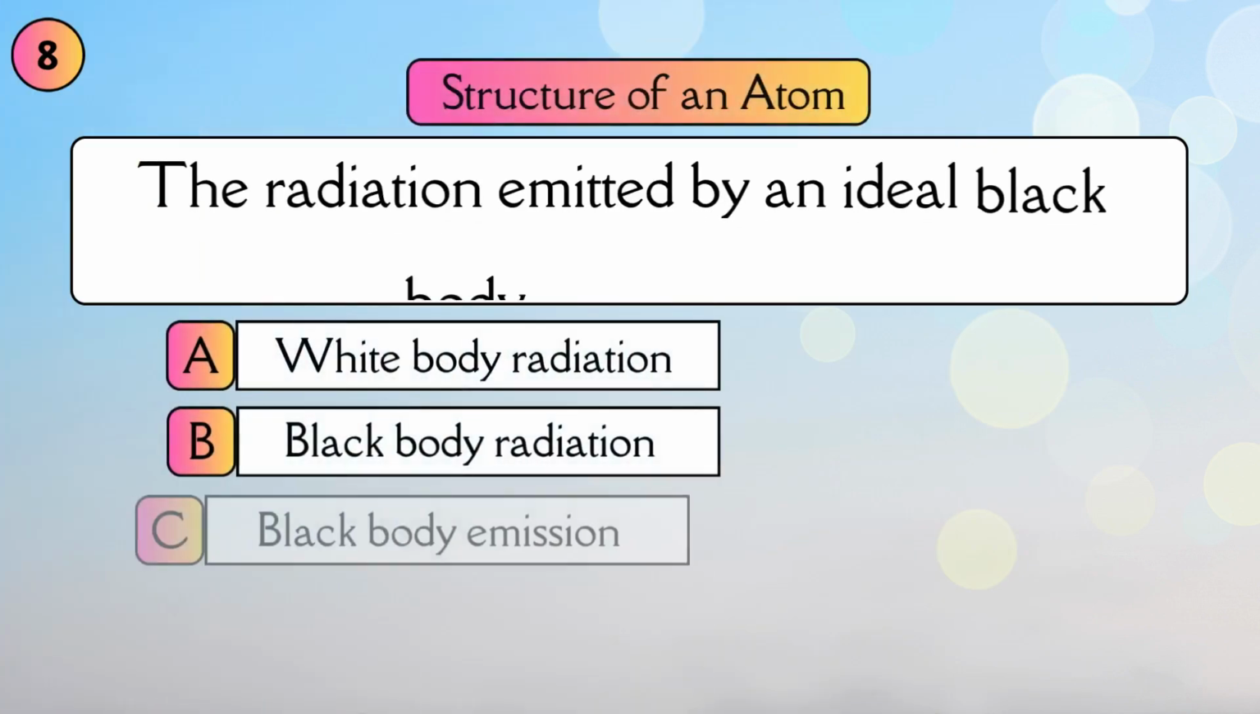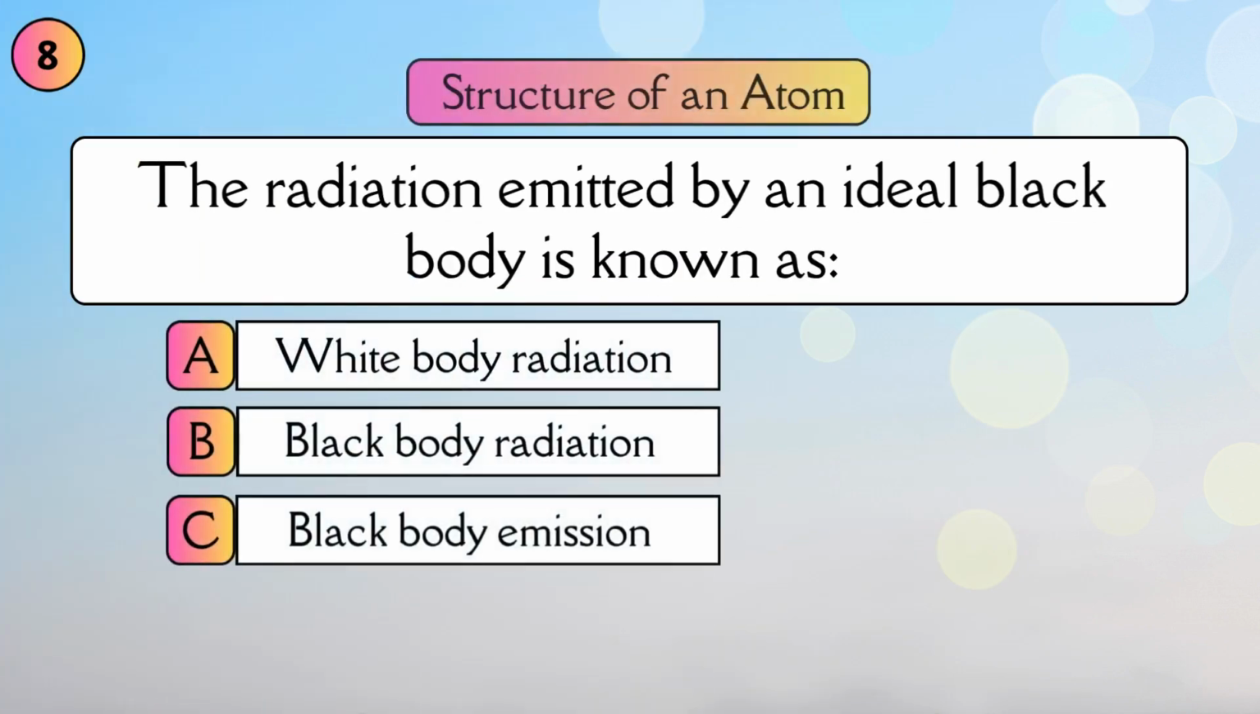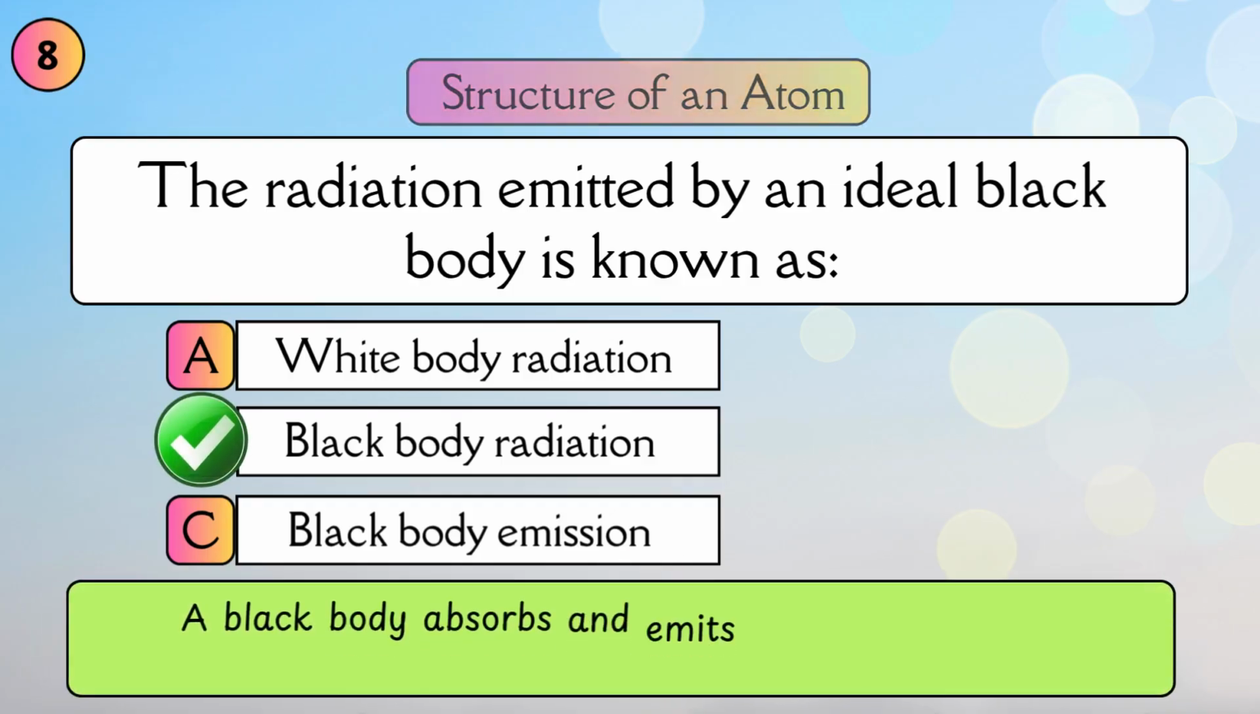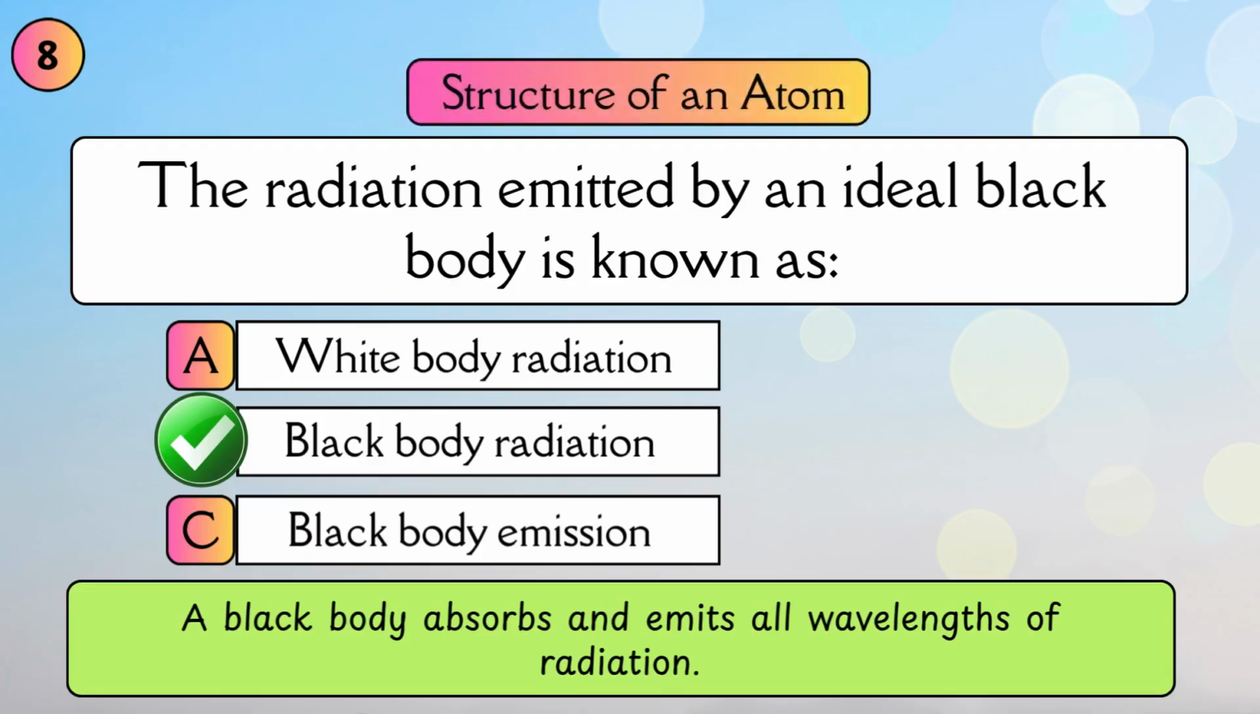The radiation emitted by an ideal black body is known as. The correct answer is black body radiation. A black body absorbs and emits all wavelengths of radiation.